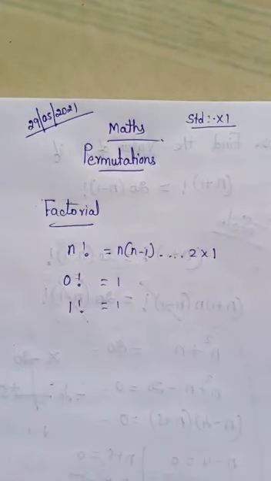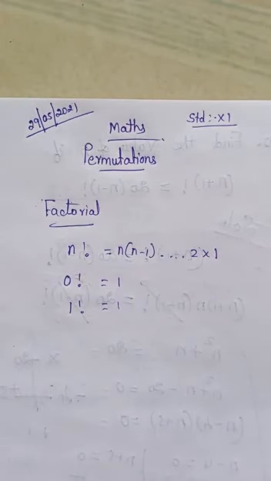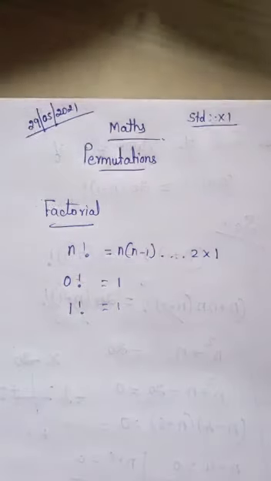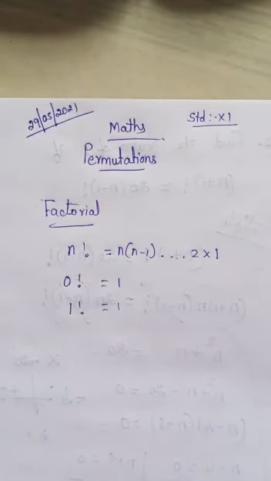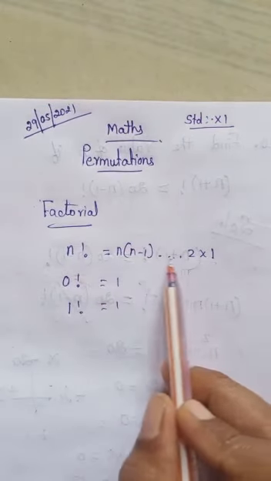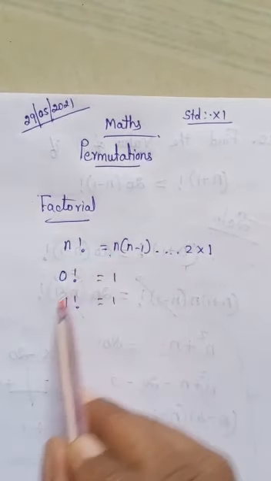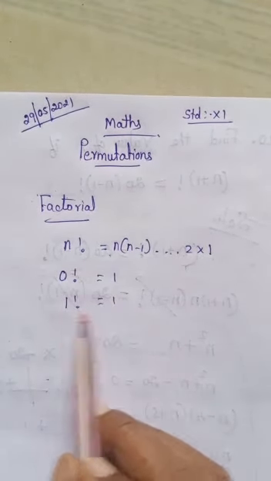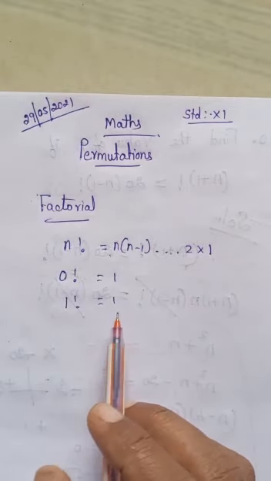What is factorial? Factorial of a natural number n is the product of first n natural numbers. So, n factorial is equal to 1 into 2 into etc. up to n. And we know 0 factorial equal to 1 and 1 factorial equal to 1.